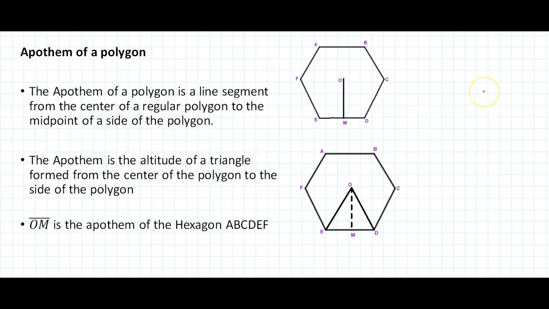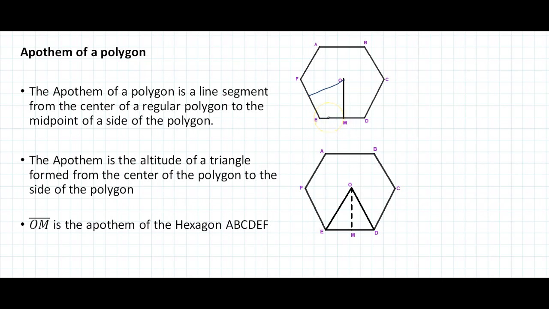What is the apothem? The apothem of a polygon is a line segment from the center of the polygon to the midpoint of a side of the polygon. So you can see here, this line OM is an apothem of this polygon. We could also come up with another one over here. This is another apothem. The most important thing is it's from the center of the side of the polygon to the center of the polygon.